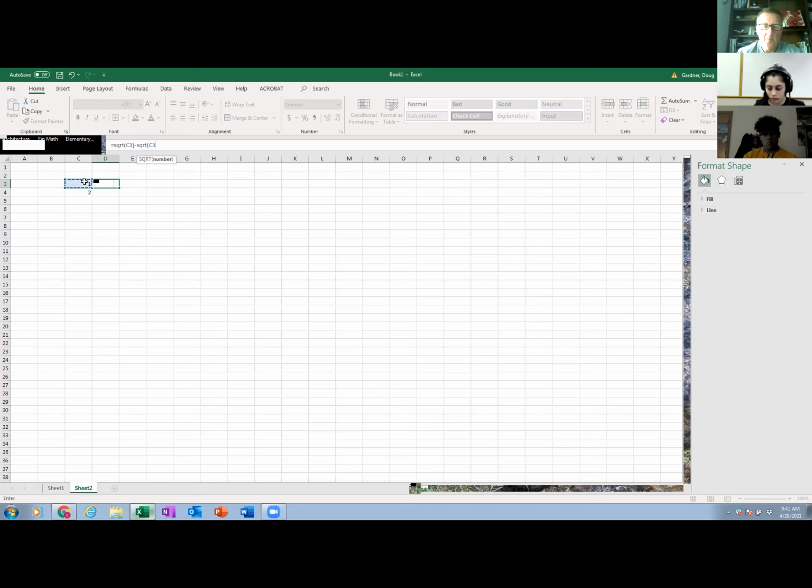Let's do it this way: previous number plus 1. So there's the square root of 3 minus the square root of 4, and then the square root of 4 minus the square root of 5. I can see those getting smaller. But more importantly, we want to know what the sum is. It equals the sum of this cell plus this cell, and as we drag it down.